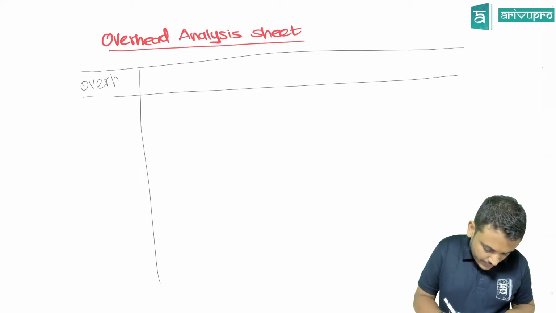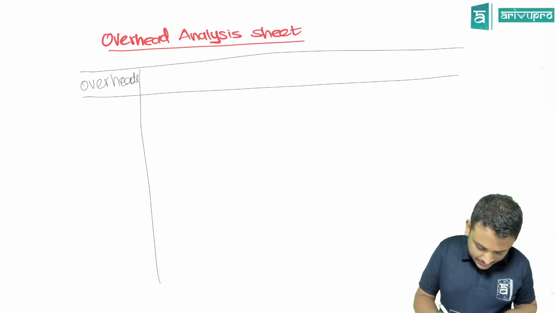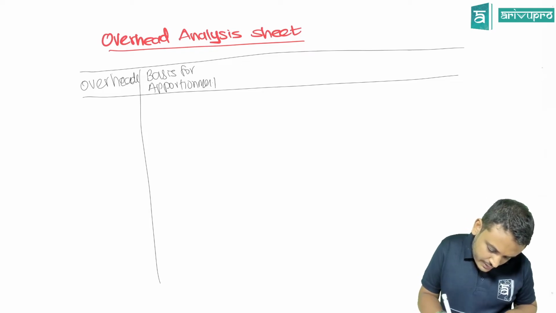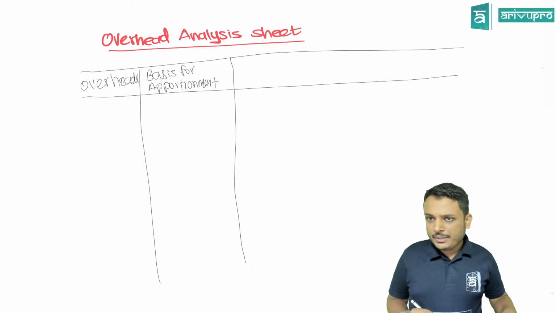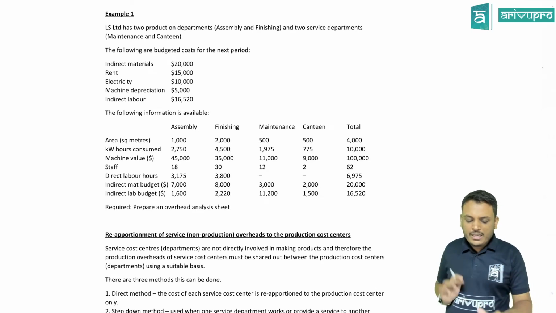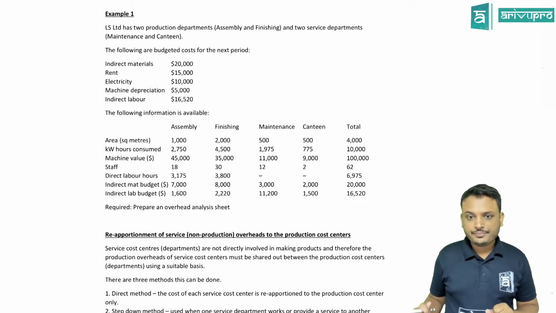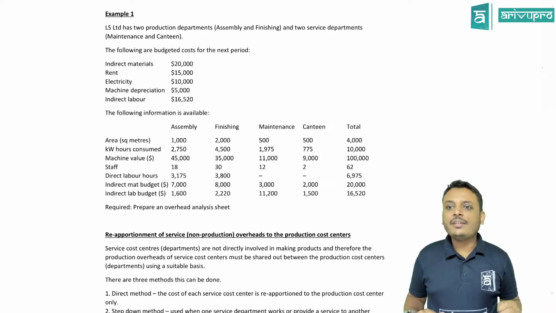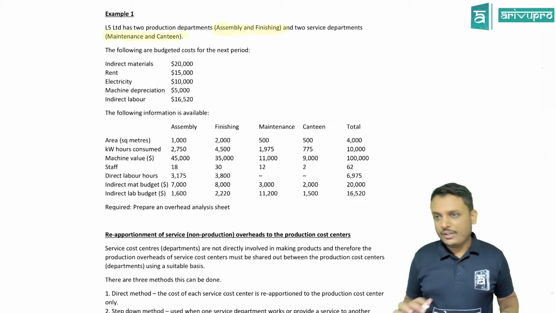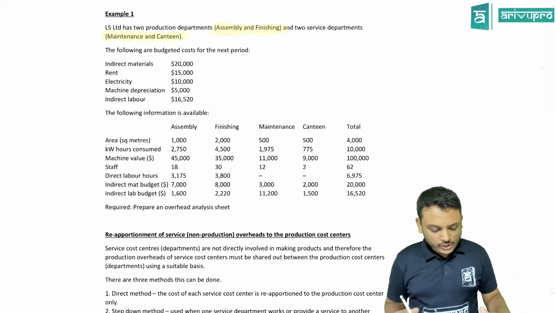First, overheads. Second, basis for apportionment. If you are doing apportionment, you need a suitable basis. Yes or no? So that is what is called basis for apportionment. Okay. Then in this question, how many departments do we have? 4 departments. What are the departments? 2 production, assembly and finishing. 2 service, maintenance and canteen. Altogether 4 departments.